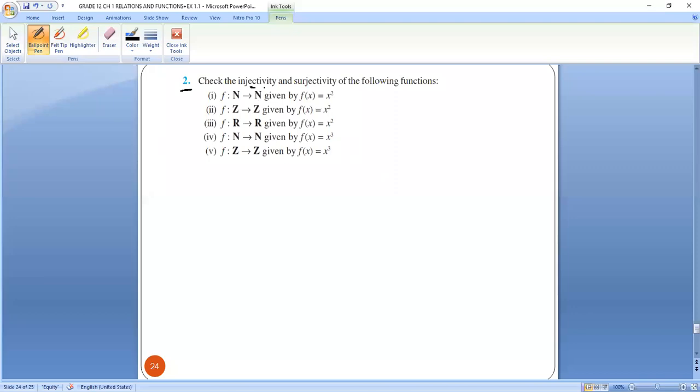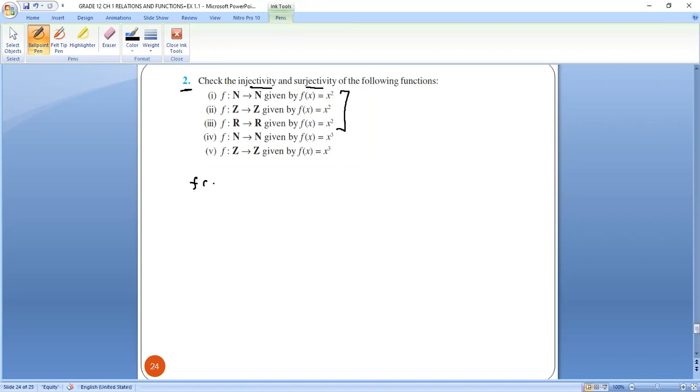Check the injectivity. Injectivity means 1 1 and surjectivity means onto of the following functions. Now you see, the function is x square, x square, x square. The function is same, but the domain is set of natural numbers, set of integers, and set of real numbers, right? We have to check whether the function is 1 1 and onto. We will check one by one.